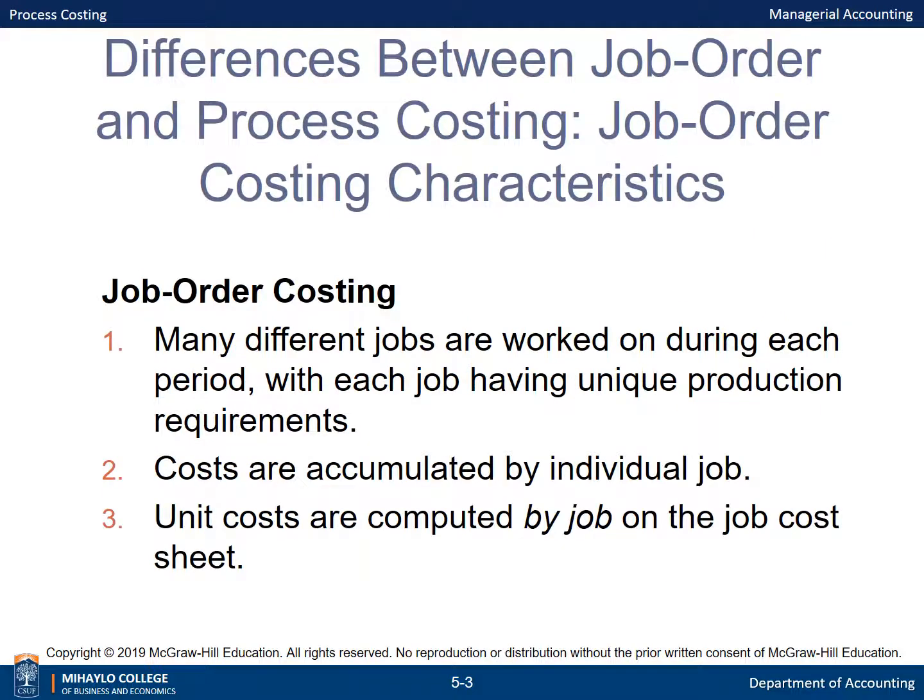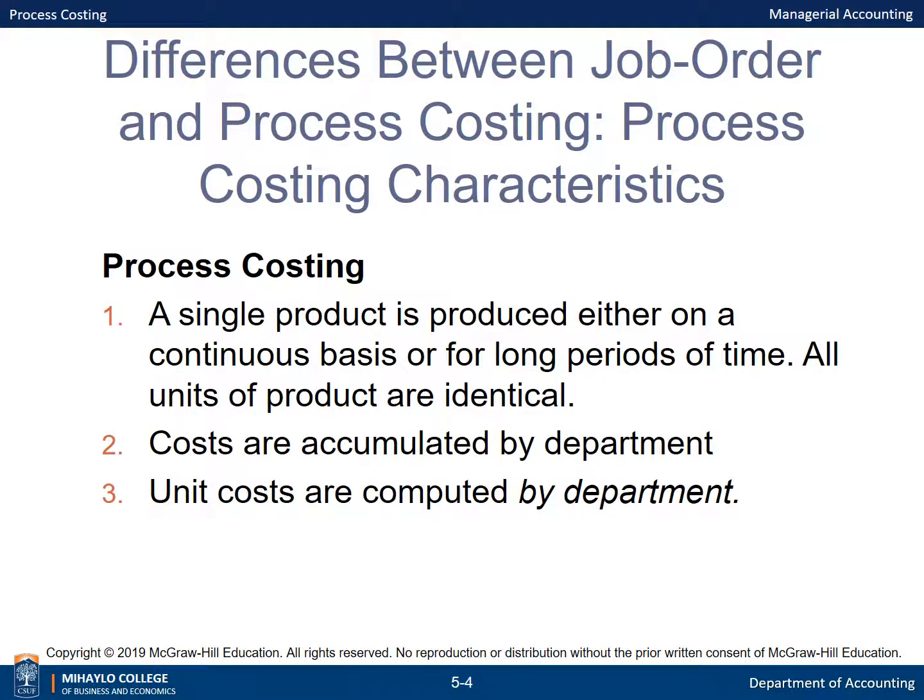With job order costing: 1. Many different jobs are worked on during the period, with each job having unique production requirements. 2. Costs are accumulated by individual jobs. 3. Unit costs are computed by job on the job cost sheet.